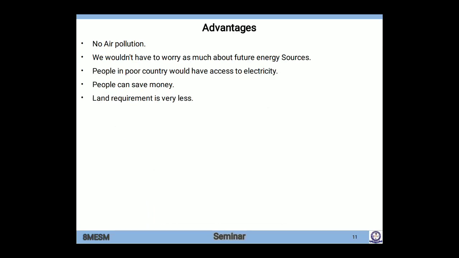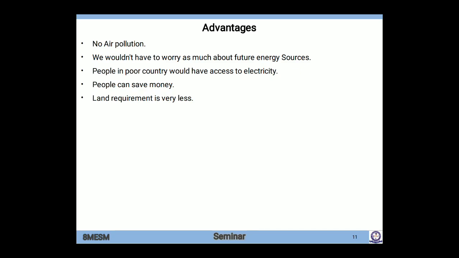Some advantages of this solar tree: there is no air pollution. As you all know, industries create so much pollution which is harmful for human life, and it also causes death. The solar tree does not produce any type of pollution. We would not have to worry as much about future energy sources. When we use a solar tree, there is no issue of resources. They fulfill every complaint related to electricity.